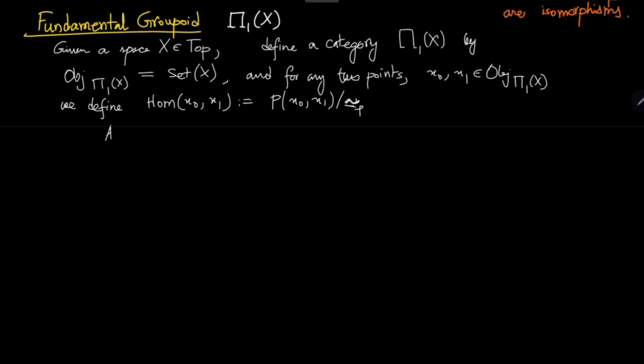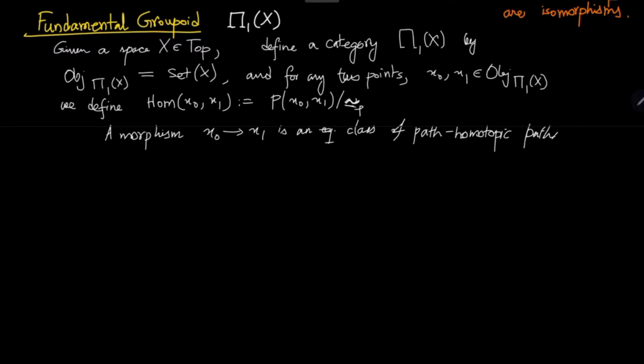So what is really going on here is that a morphism from x0 to x1 is an equivalence class of path homotopic paths, of course, paths from x0 to x1. So that is what a morphism is.